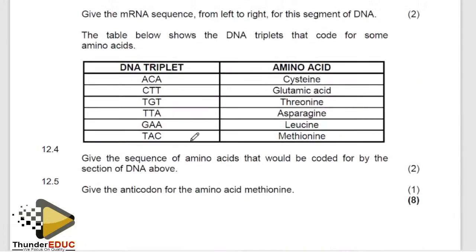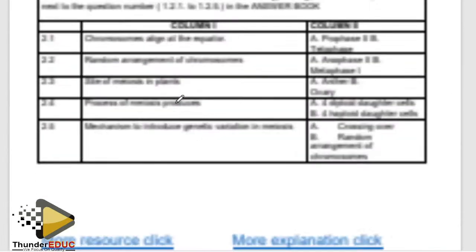Yeah, we try to explain this. If they say left to right, make sure that you translate it left to right. Yes.